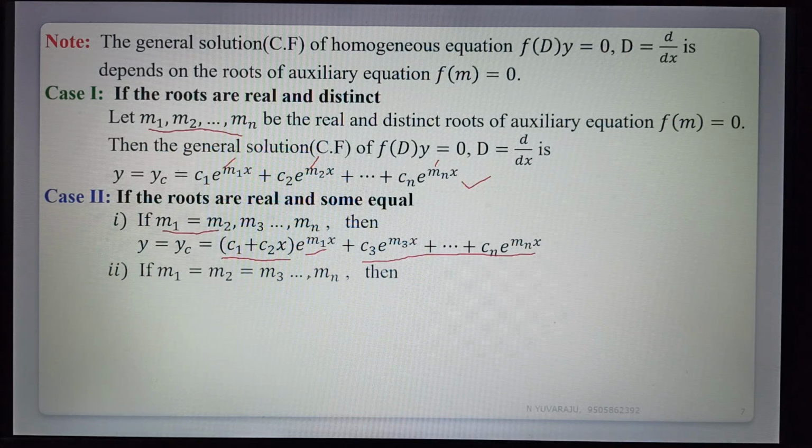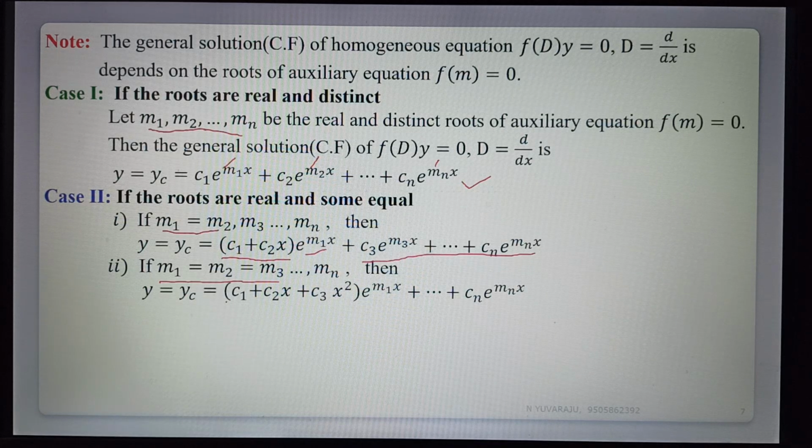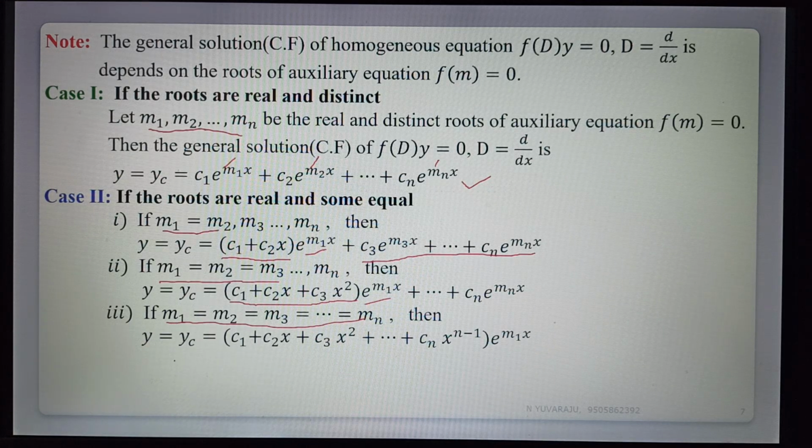Okay na? Next, maybe three roots are equal: m1, m2, m3. Three roots equal, remaining are distinct. So yc is equal to (c1 plus c2x plus c3x square) into e power m1x plus remaining distinct. Maybe two roots are equal, and so on, all roots are equal. In case n roots are equal, the solution is given by yc is equal to (c1 plus c2x plus c3x square plus up to so on cn x power n minus 1) into e power m1x. This is the solution, all roots.